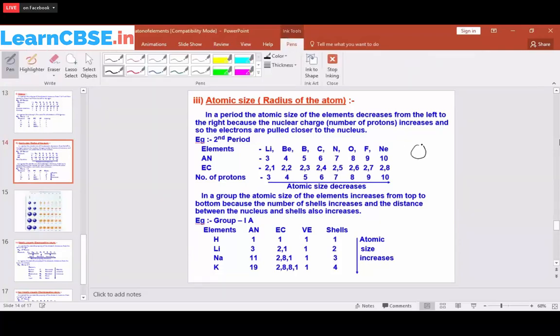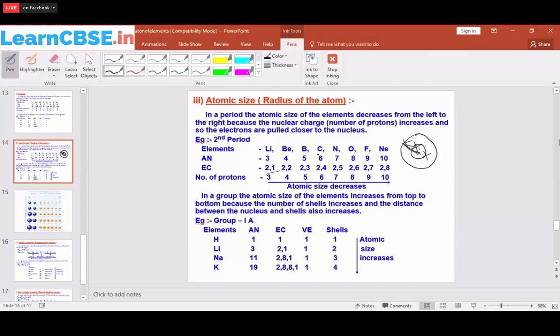So now this is the lithium. The lithium has 2, 1. It means that two electrons are present over here and one electron will be present over here. So this is the distance from the nucleus to the outermost electron.